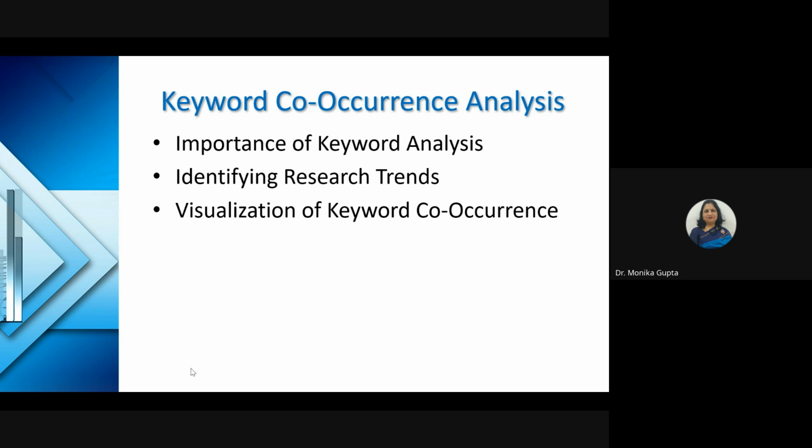So next is keyword occurrence analysis. It identifies the most frequently used terms in a research field, revealing the emerging trends and key areas of focus. This analysis helps researchers understand the current landscape and position their work within relevant discussions. Visualizing keyword co-occurrence using tools like VOSviewer provides a clear picture of the interconnectedness of topics, guiding the direction of future research. In this session, we will explore how to conduct keyword co-occurrence analysis and interpret the results to enhance your literature review.